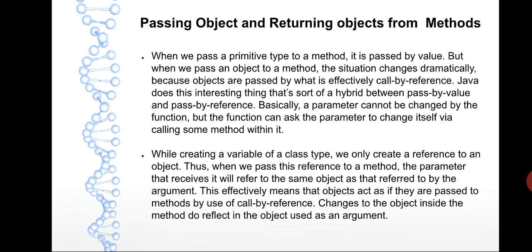Because objects are passed by what is effectively called call by reference, so you have the concept of call by reference. Java does this interesting thing that is a sort of hybrid between pass by value and pass by reference. It is a combination of both. Don't get confused; these are theoretical concepts, but when you see the code, you get a better picture. Basically, a parameter cannot be changed by the function, but the function can ask the parameter to change itself by calling some method within it.